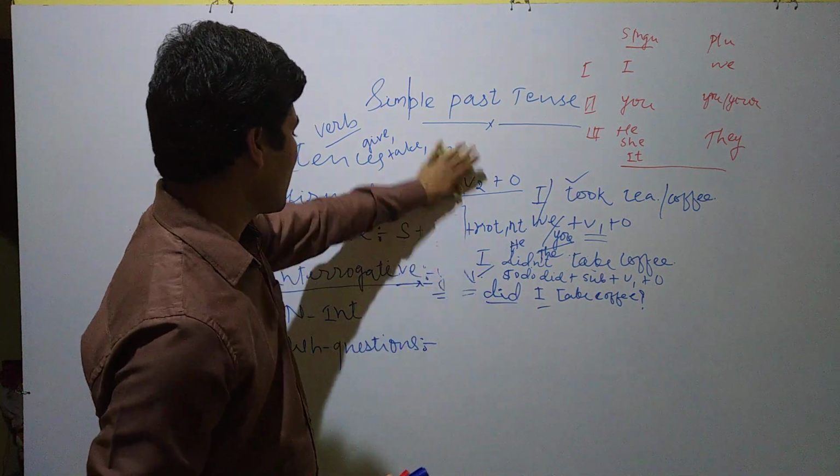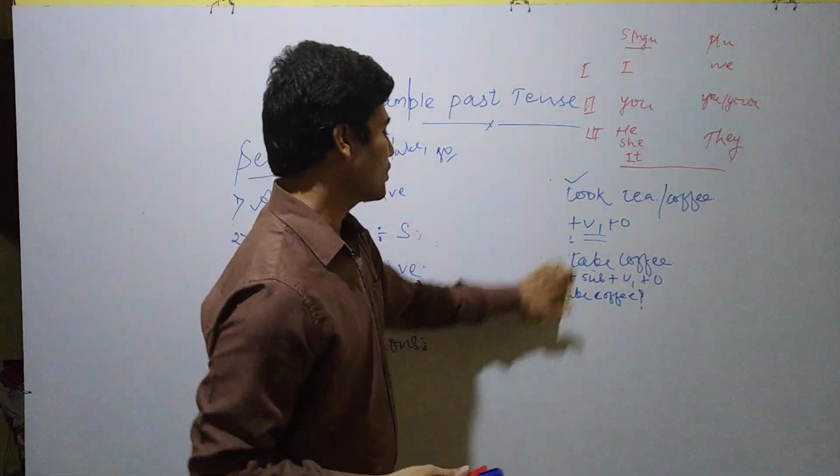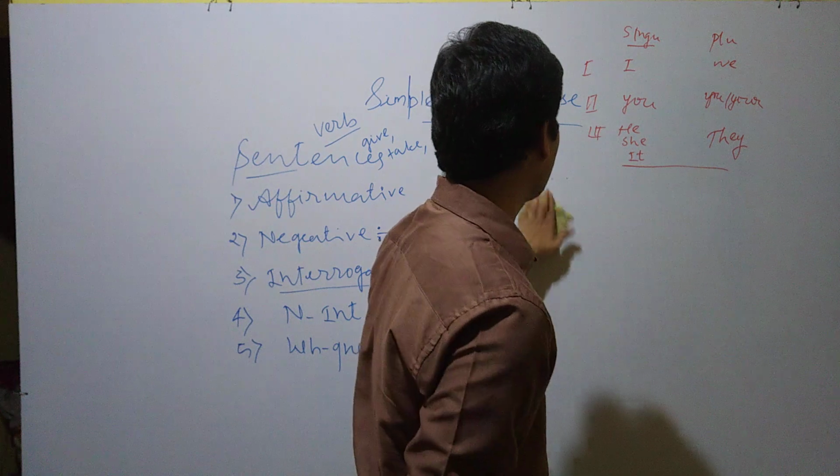Now let us understand ahead. We have the next type, that is the negative interrogative sentence in simple past tense.